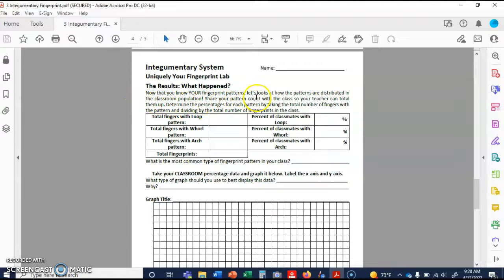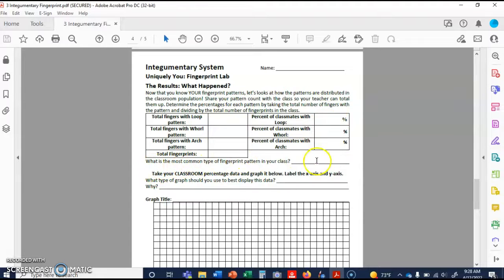Now that you know your classmates' fingerprint patterns, let's look at how the patterns are distributed in the classroom population. So this is the whole class. Share your pattern count with the class so your teacher can count them up. And you'll do that on the poster on the board, and you'll just write how many arches, how many, all of that. And what we'll get is total fingers with loops, total fingers with whorls, total fingers with arches, and total fingerprints total. And then we'll figure out our percentage. This is something we will do in class.